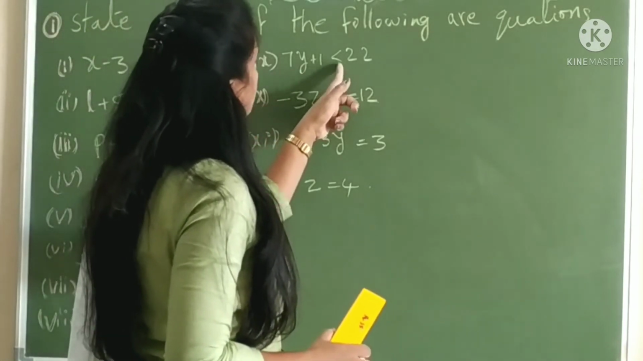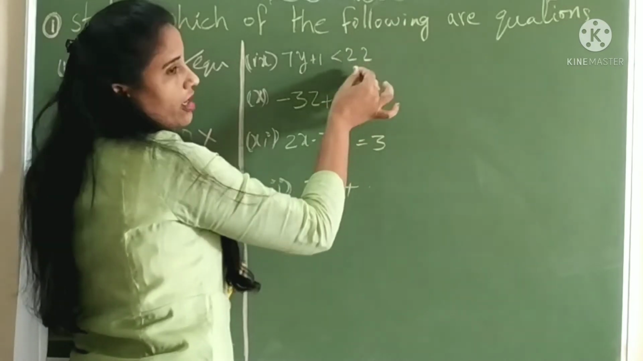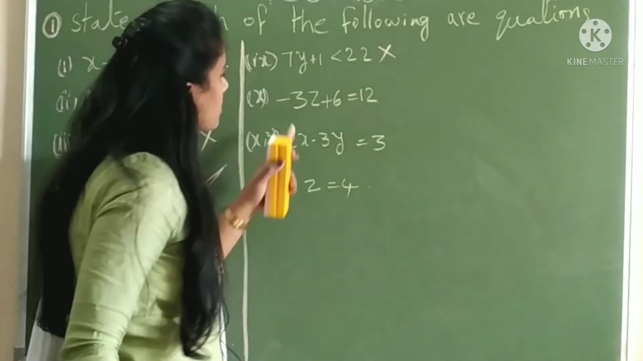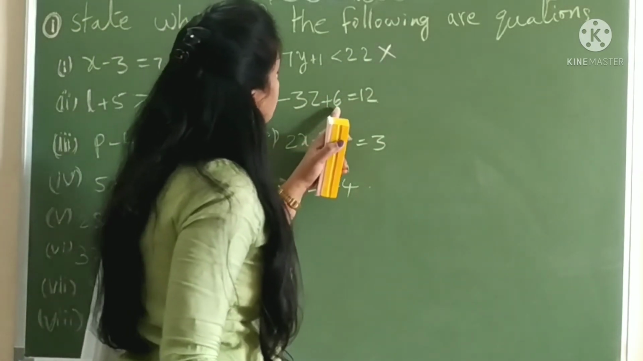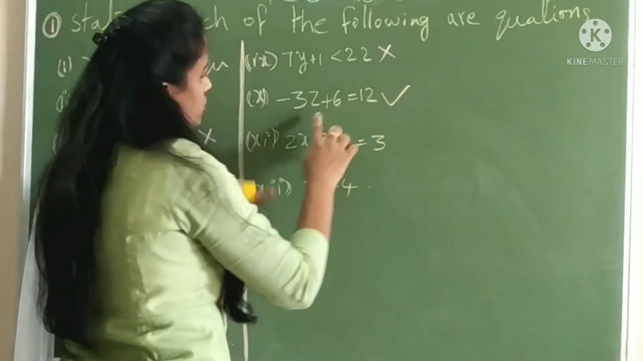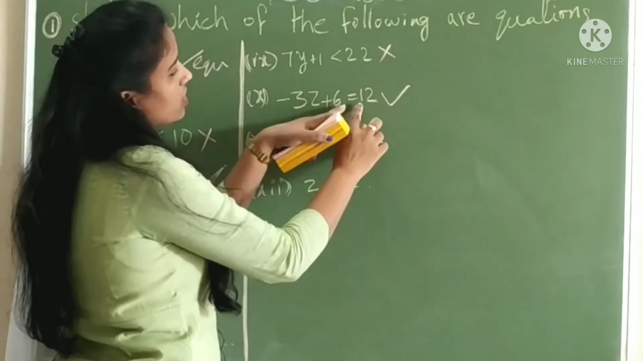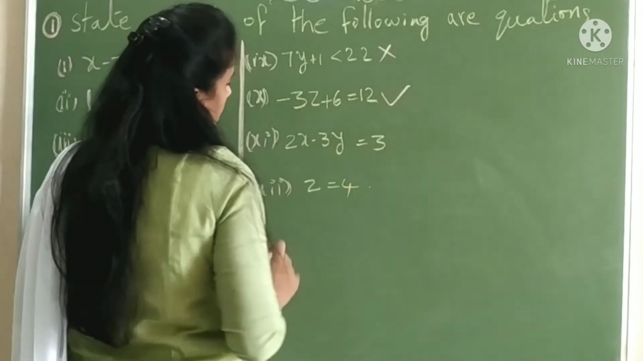7y plus 1 is less than 22. This is not an equation. Why? Because the expressions don't have an equal to sign. Minus 3z plus 6 is equal to 12. Is it an equation? Yes. These two expressions have an equal to sign.